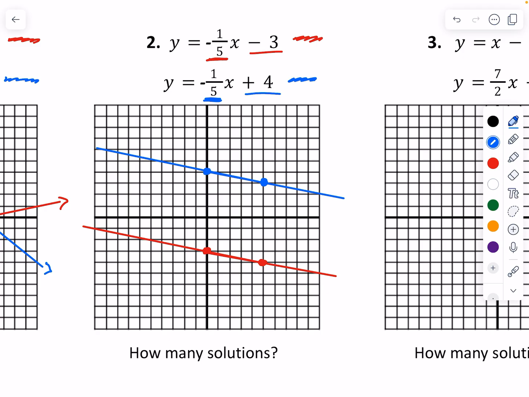Okay. My next question to you is looking at these two lines, how many solutions will they have, and how do you know? Okay. How many solutions do they have, and how do you know?